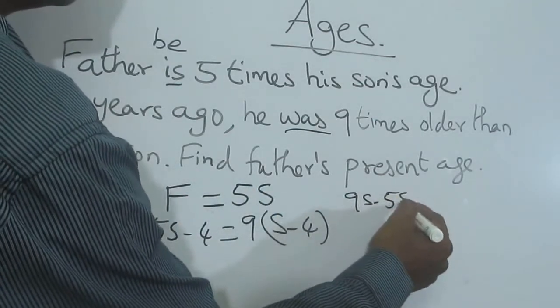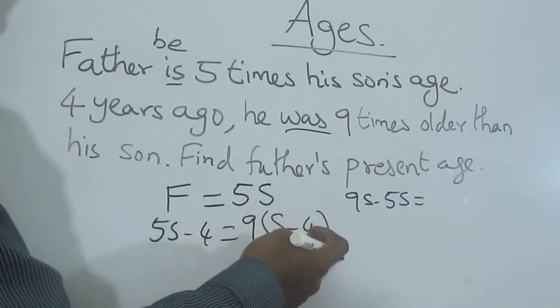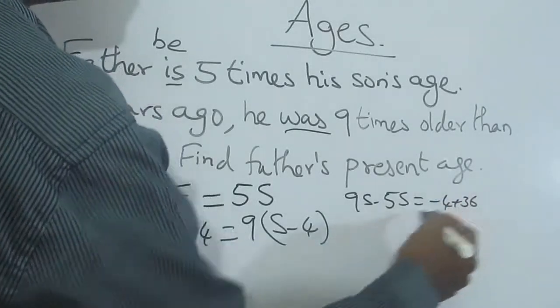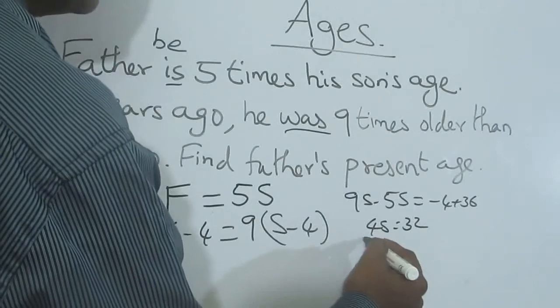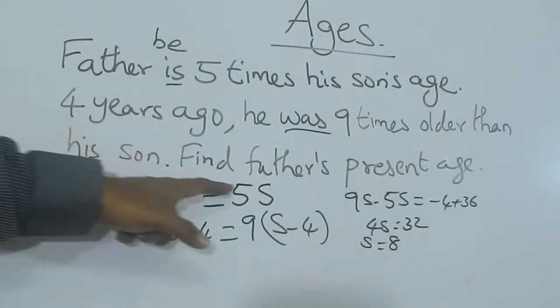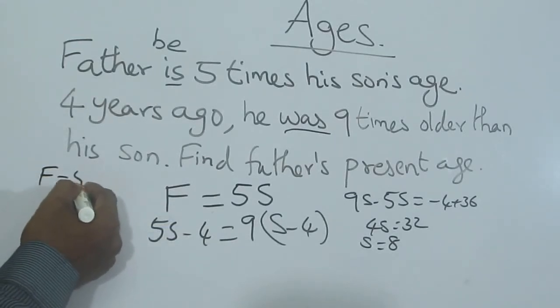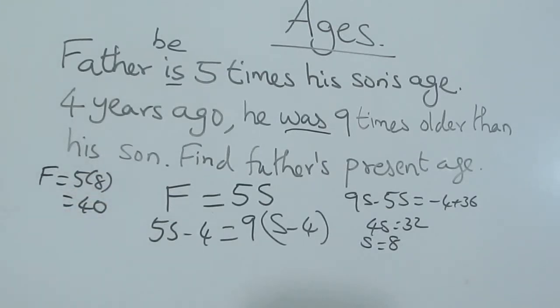9S minus 5S equal to, this is minus 36, this minus 4. This minus 36 comes this side. So minus 4 plus 36. So 4S equal to 32. S equal to 8. When S equal to 8, what do we know? Father is 5 times son's age. So father will be 5 into 8. What is 5 into 8? 40 years. So father's age will be 40 and son's age is 8 years.